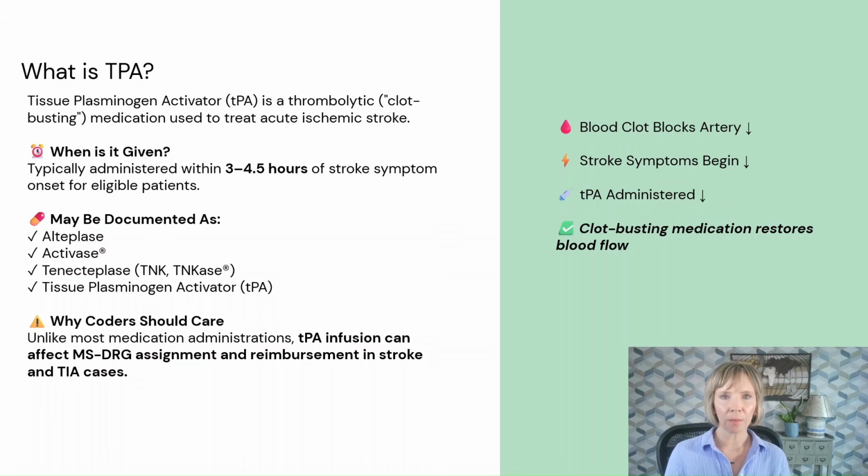Alternatively, look for medication names such as alteplase, Activase, tenecteplase, TNK, or TNKase. Being familiar with these alternative names can help ensure the administration of this medication isn't overlooked during code assignment. From a coding perspective, this is important because unlike most medication administrations, tPA administration can impact DRG assignment. So always look for documentation that this medication was given whenever you're coding a stroke or TIA admission.